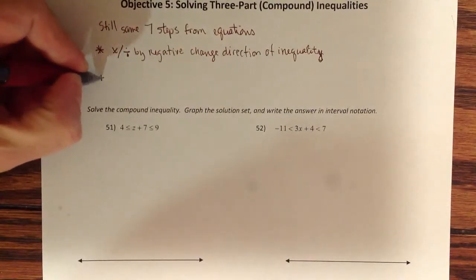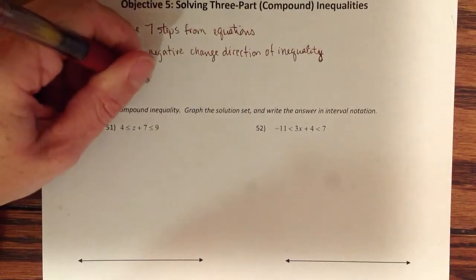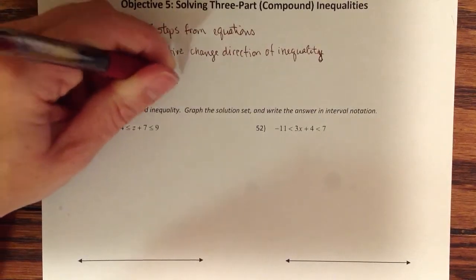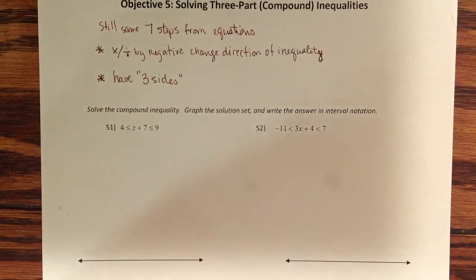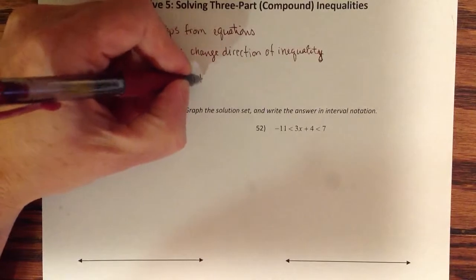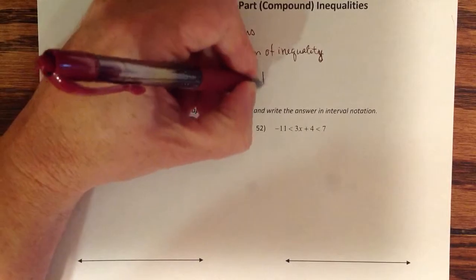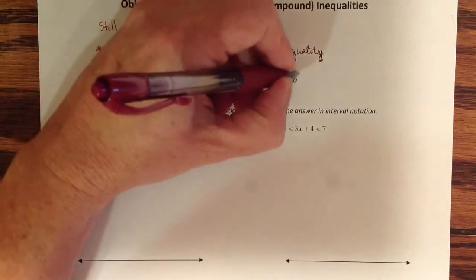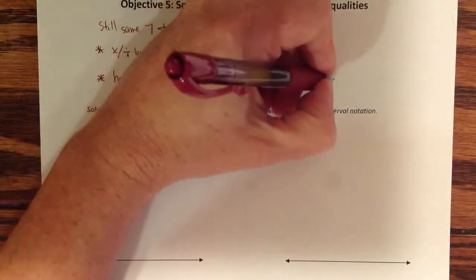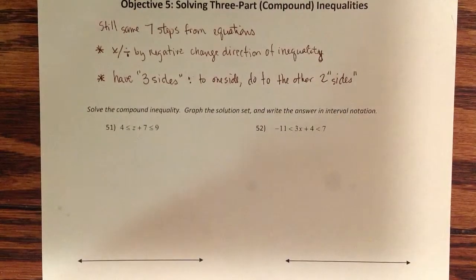And the other one is that compound inequalities have 3 sides. So if you remember back to the golden rule many sections ago, where we say what you do to one side you have to do to the other, because they have 3 sides, what you do to one side you have to do to the other 2 sides, as a way of explaining it.